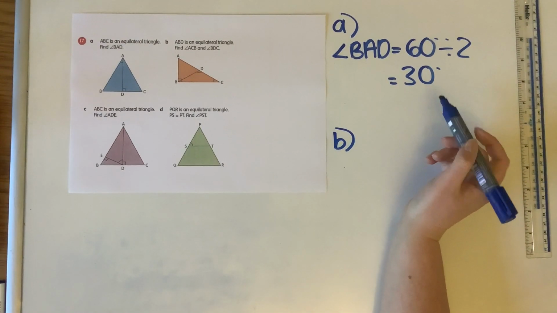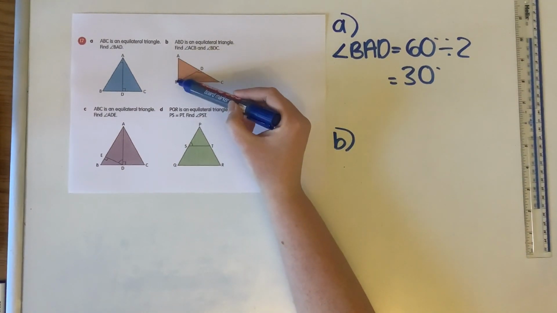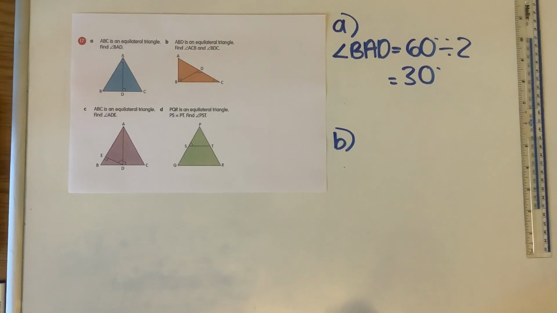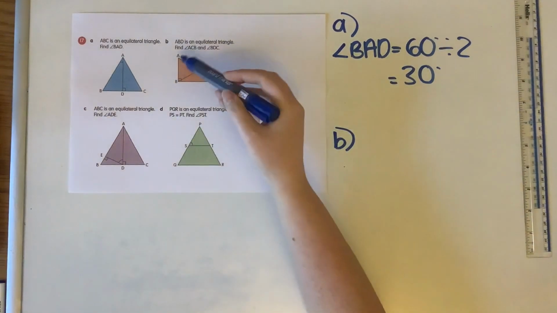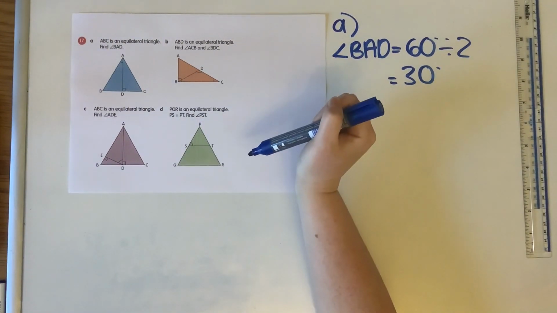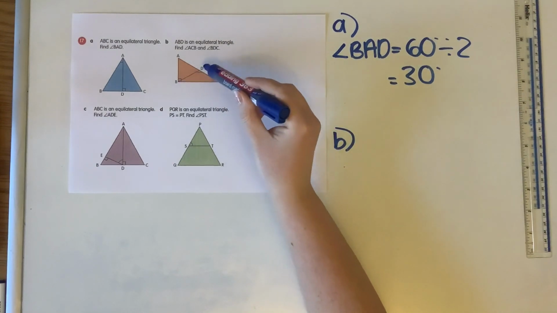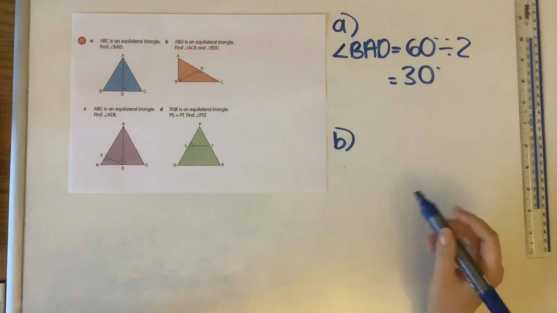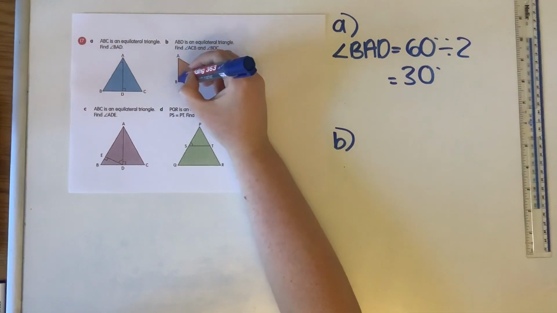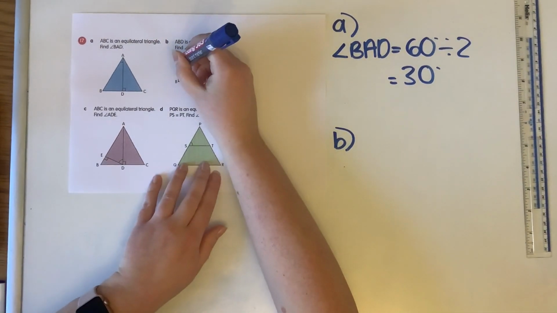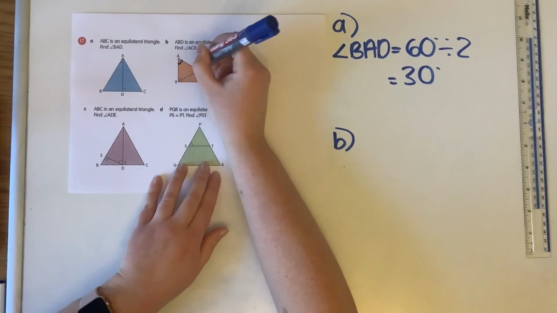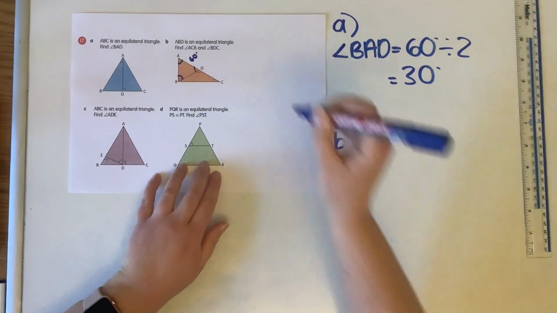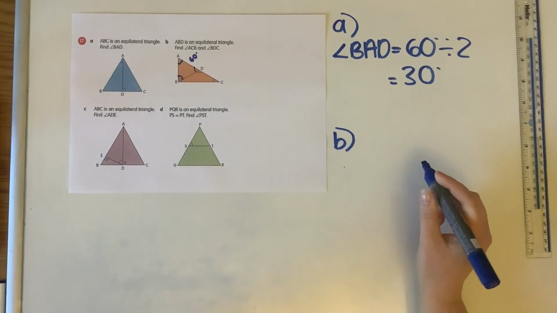B, we are told that ABD, so this smaller triangle here, is an equilateral triangle. Find ACB and BDC. Okay, so there's a lot to get your head around here. So because this is an equilateral triangle, I know that that angle, and that angle equals 60 degrees each, because it's an equilateral triangle.